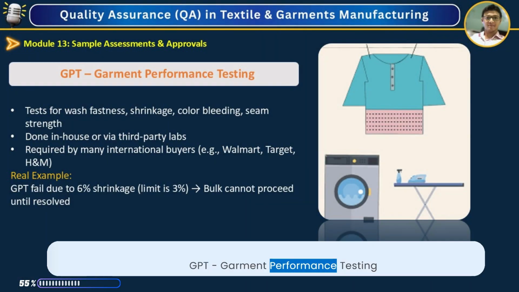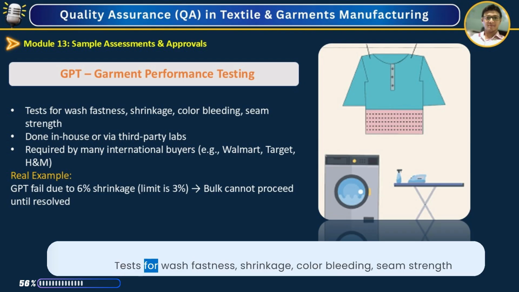GPT, garment performance testing. Tests for wash fastness, shrinkage, color bleeding, seam strength. Done in-house or via third-party labs. Required by many international buyers, such as Walmart, Target, H&M. Real example: GPT failed due to 6% shrinkage, when the limit is 3%. Bulk cannot proceed until resolved.